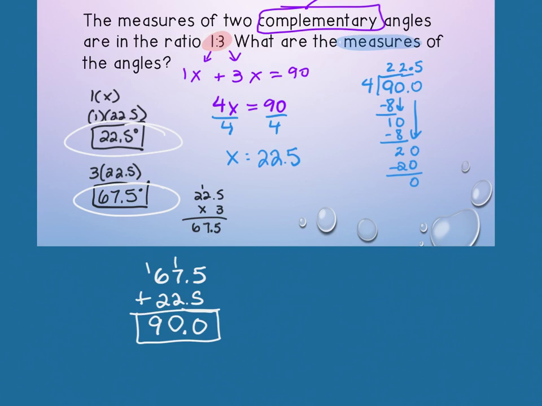So you could also see the word supplementary there. What does supplementary mean? 180. So if it said that they added up to 180, I would do 1x plus 3x equals 180. Questions?